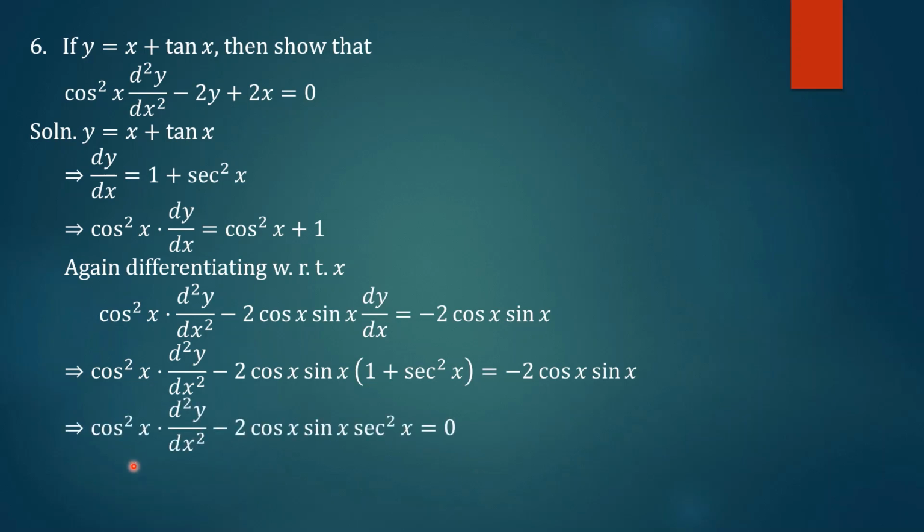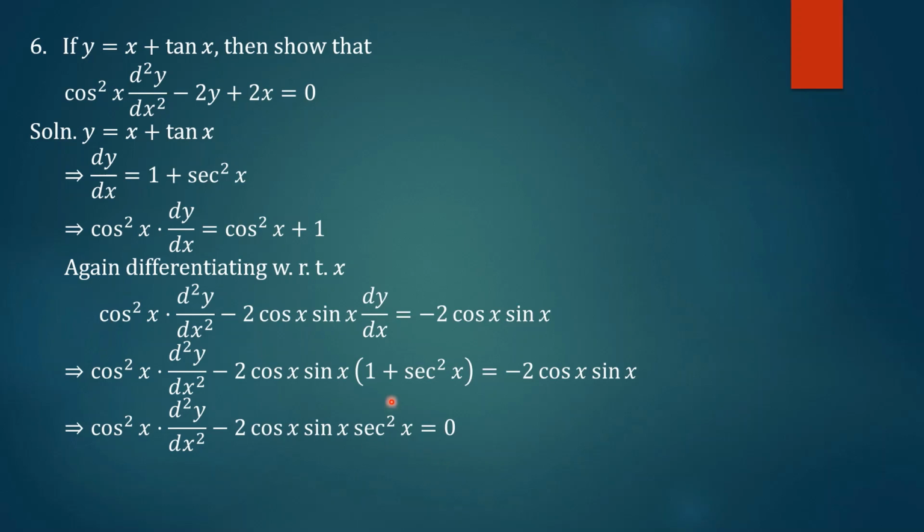You see this one remaining same, and minus 2 cos x sin x into sec square x remaining same. Minus 2 cos x sin x and minus 2 cos x sin x will cancel from both sides. Okay, so this is your expression. Now till now we have not got the given answer, you see. So here more calculations are there.